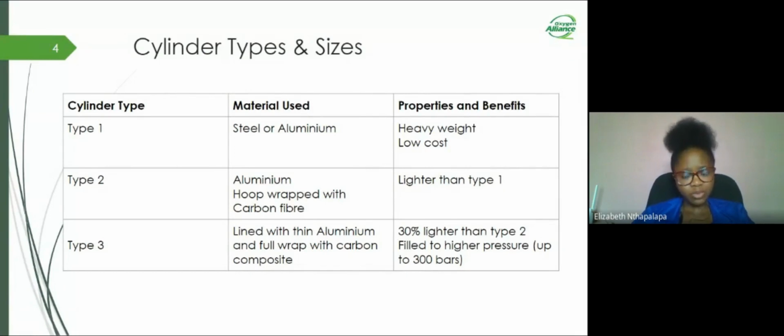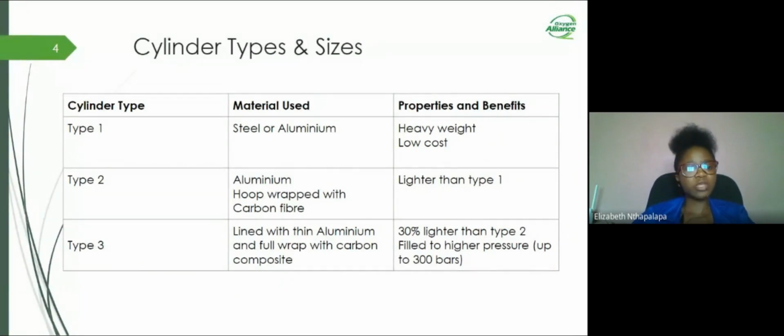Looking into the type 2, this one is actually made of aluminum and it is hoop wrapped with carbon fiber. With this property, it is made to be lighter than type 1. So it can contain pressures of up to 207 bars, and it is suitable for an application whereby cost is prioritized above low weight and high pressures.